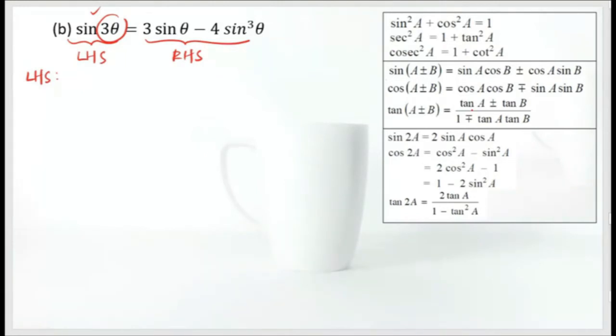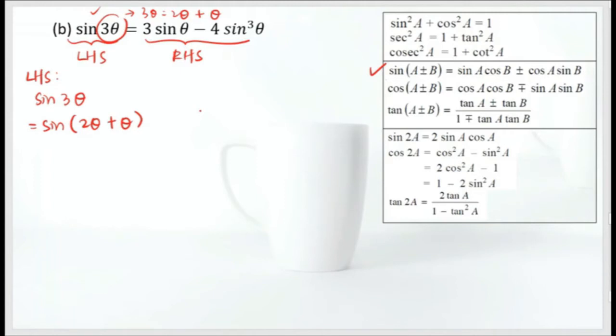Sine 3 theta. Because our double angle involves 2 theta only, right? But now it's 3 theta, so we cannot. We have to use the addition formula. 3 theta equal to 2 theta plus theta. So sine 3 theta equal to sine in bracket 2 theta plus theta.